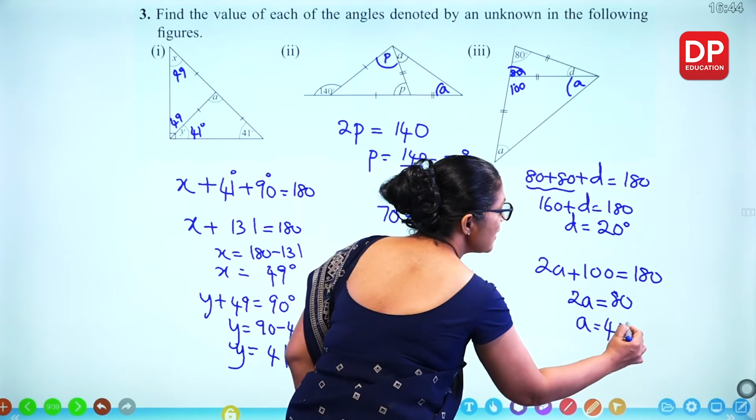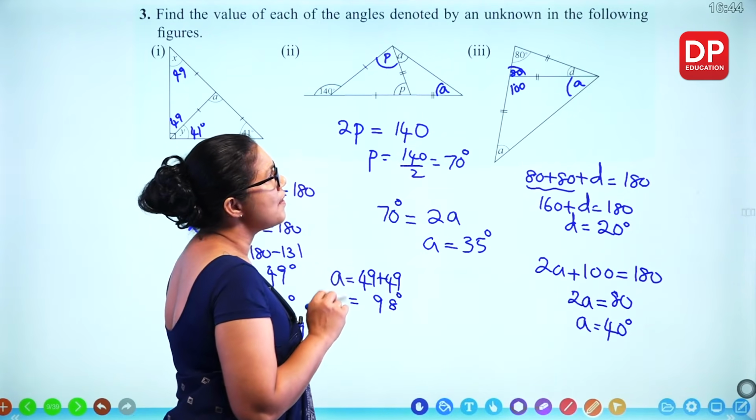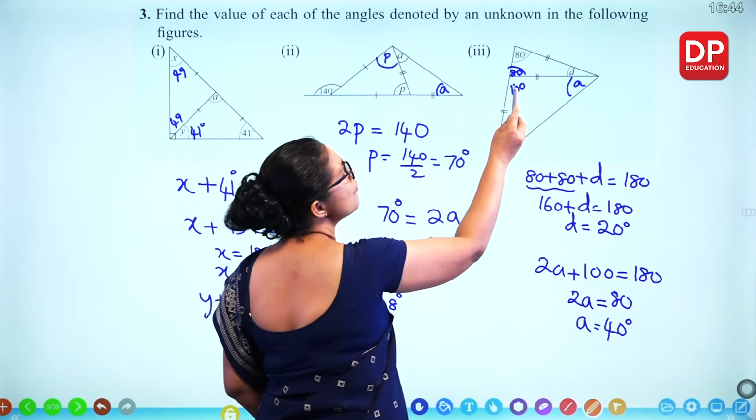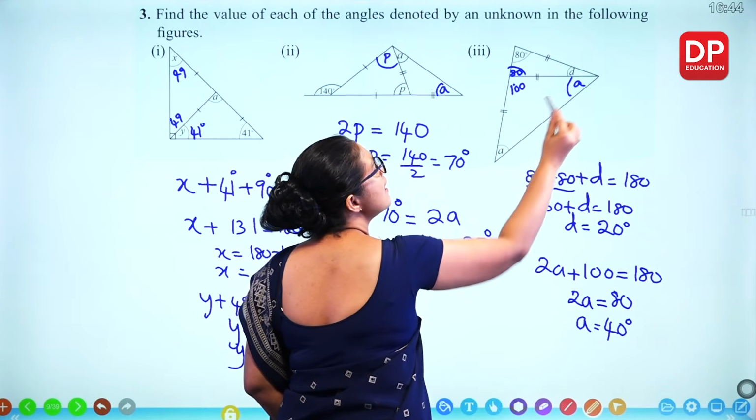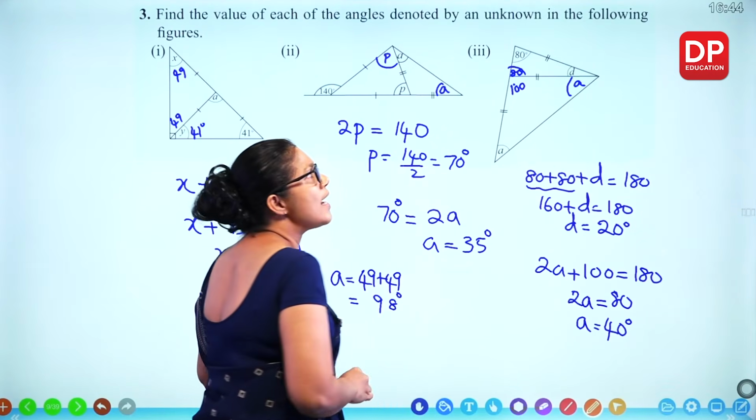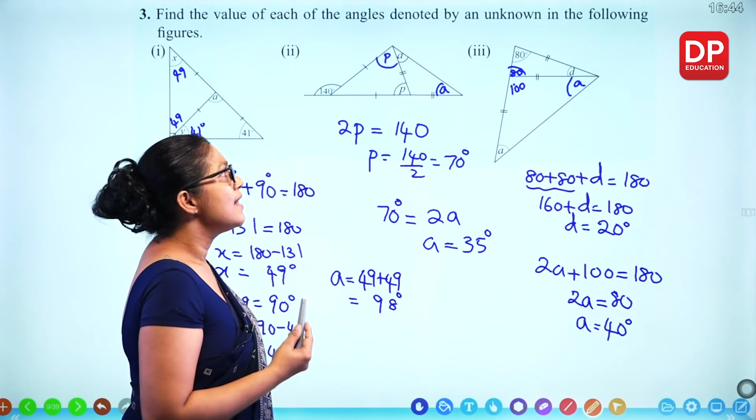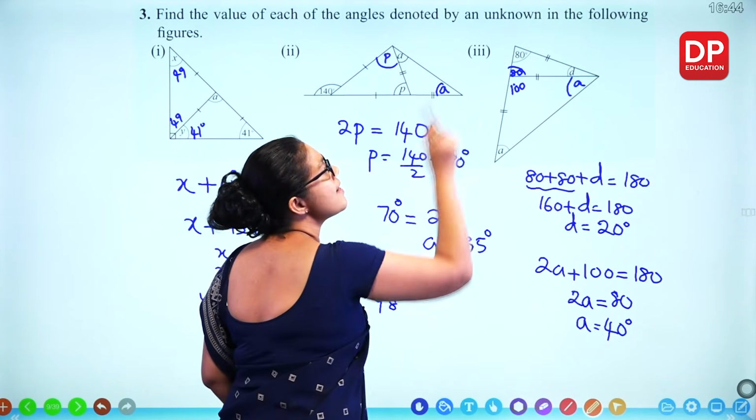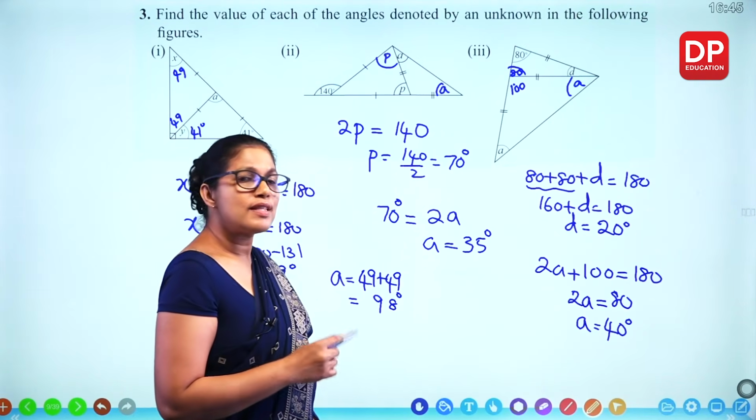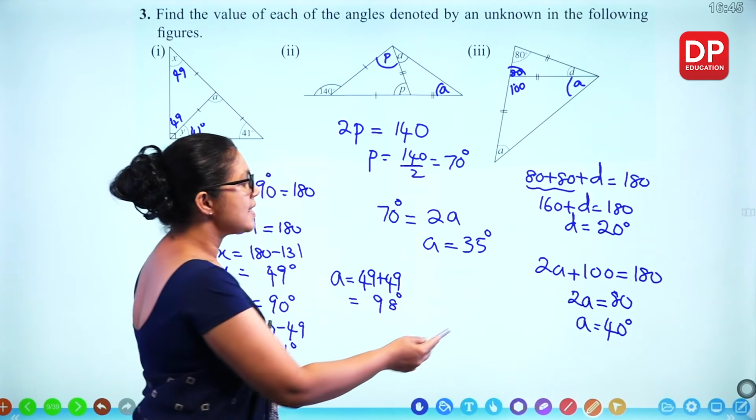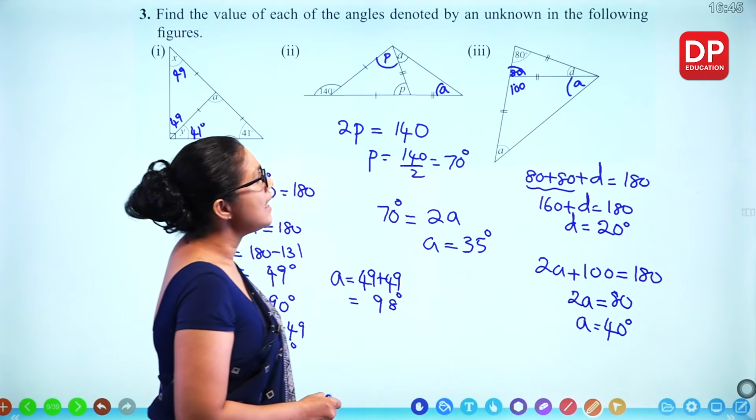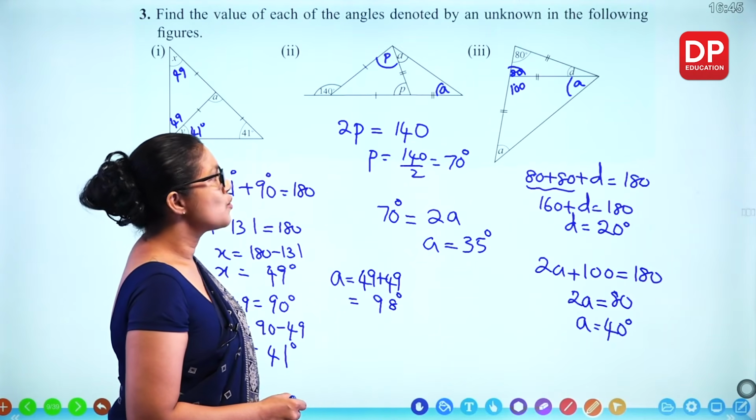That becomes 80. a equals 80 divided by 2. You get 40 degrees. Here there's another method. Without finding this one, can you see double of a is straight away equal to 80. That's the exterior angle. So, you can use that method as well. So, what's the answer? a equals 40 and d equals 20.